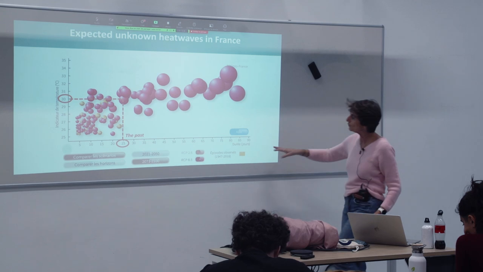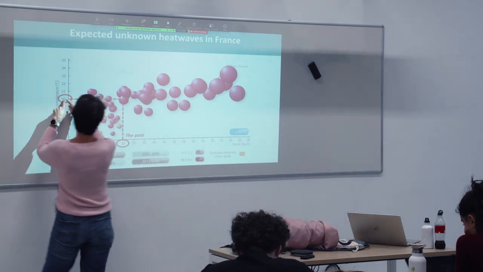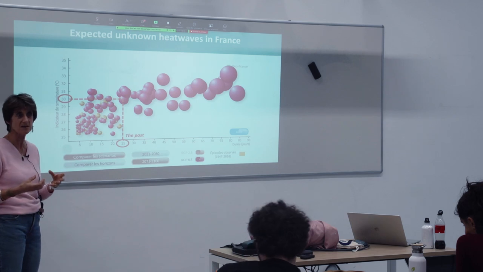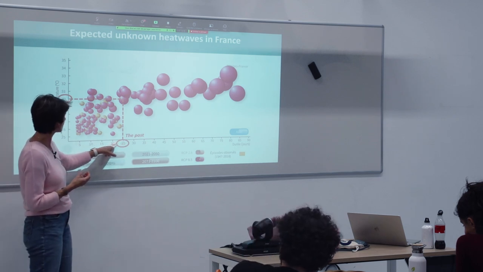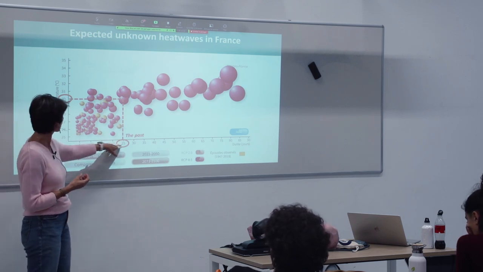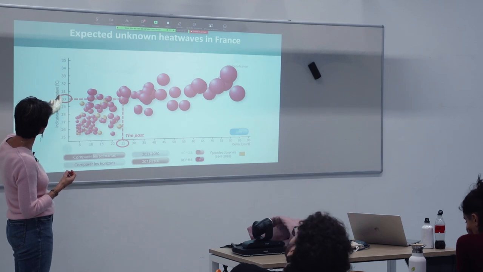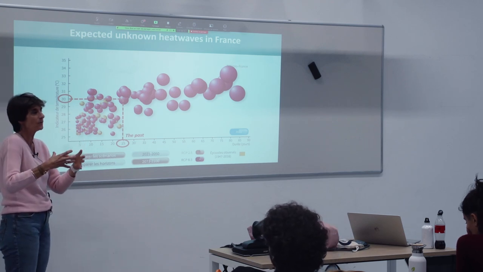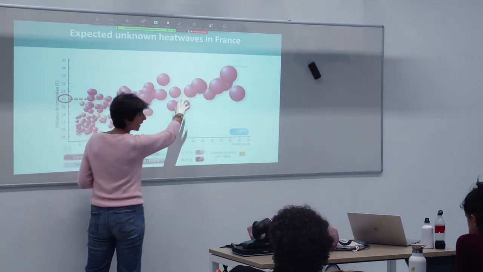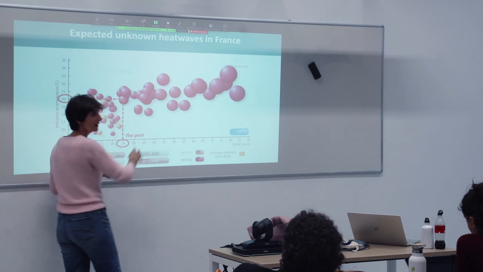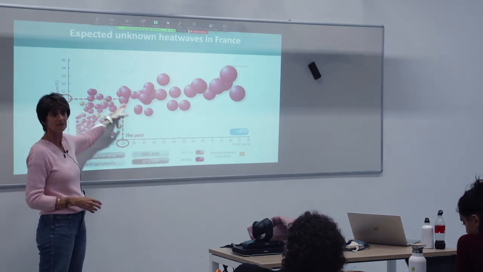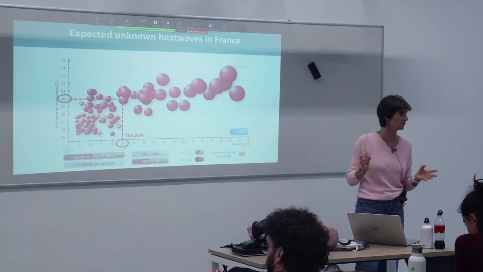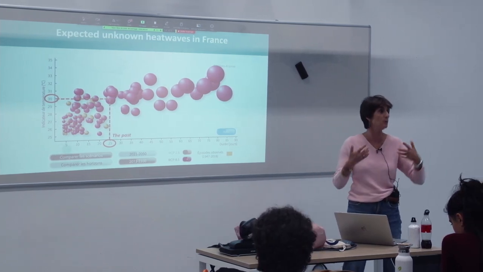Just for you to look at France, for example, those bubbles represent in yellow the heat waves that we have already experienced. Here it's the duration of the heat wave. On the horizontal axis, the intensity, the maximum temperature that we can reach, and the size of the bubble is the intensity of the heat wave. And if we go to the highest warming level, these are all the heat waves that we can expect in France that we have never met so far. That will be completely new. And we can do this for many, many other places and many other countries. So we are entering a world that we do not know.